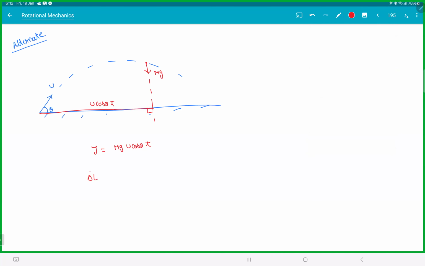And what is the change in angular momentum? Integral torque dt. This is minus k cap. So this would be mg u cos theta t dt from 0 to time, minus k cap. This would be mg u cos theta t square by 2, minus k cap. That's your answer. Faster. If you can calculate torque as a function of time t and then just integrate. Making sense? This is faster.